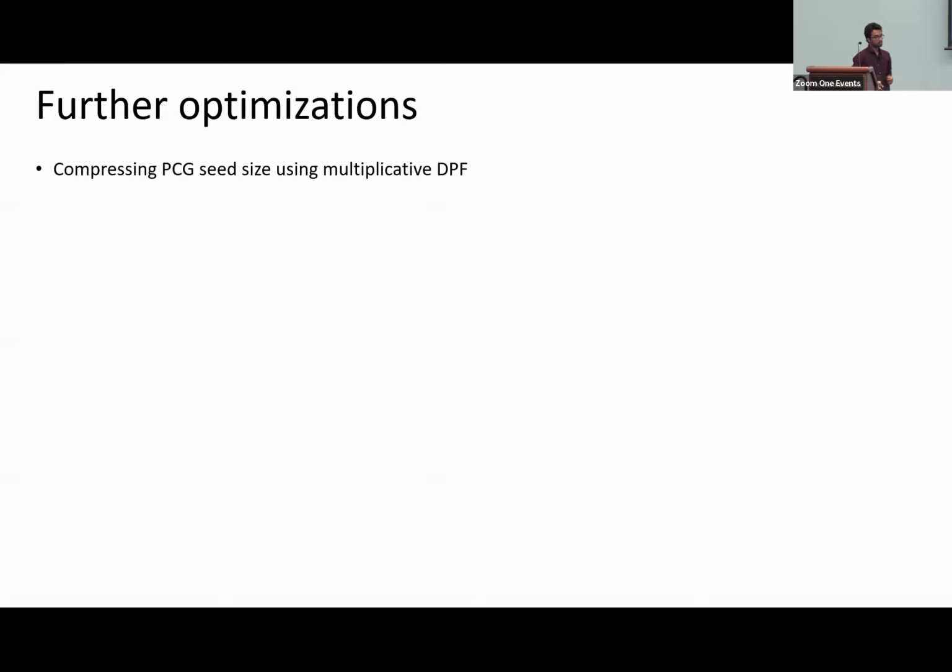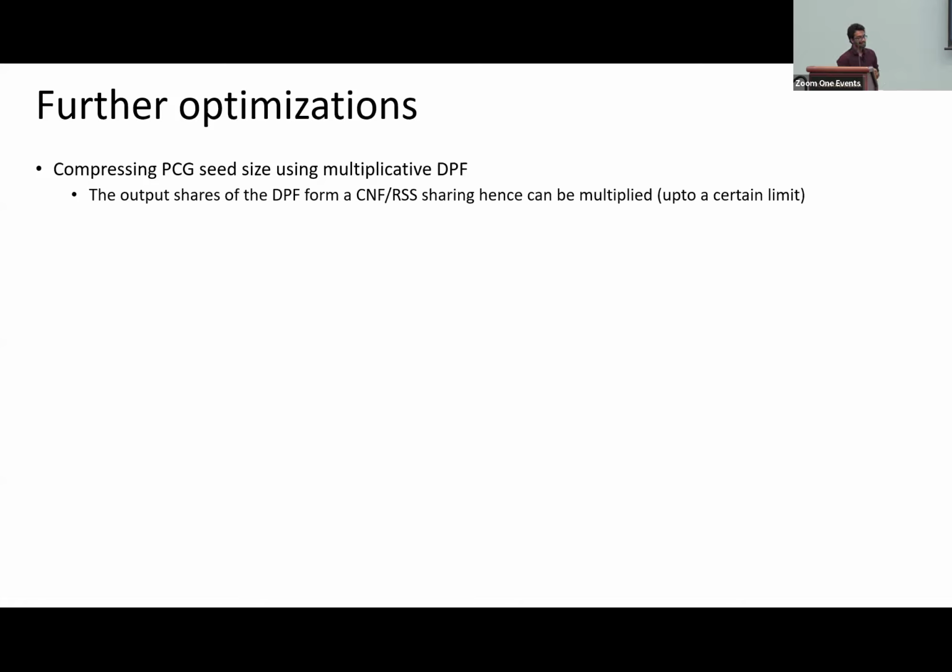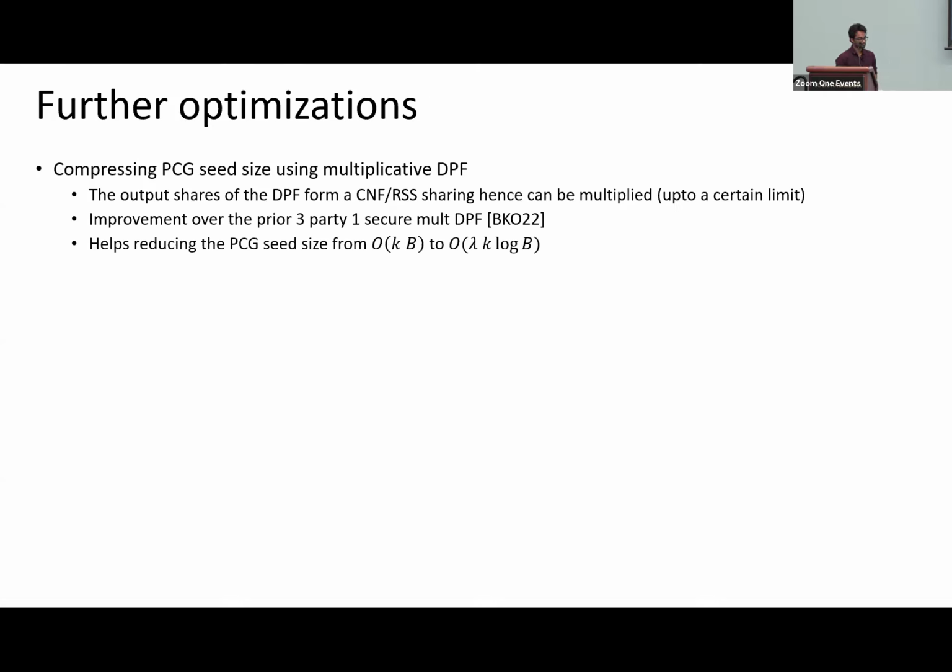So in our work, we show some further optimizations. For example, we can compress the PCG seed size further using so-called multiplicative DPF. It's a form of distributed point function where the output shares form a CNF or replicated secret sharing. And hence, you can multiply the shares locally up to a certain limit. And our construction has an improvement over the prior 3-party 1-secure multiplicative DPF construction from Boyle et al., both in terms of the number of parties that we can support and also the seed size.